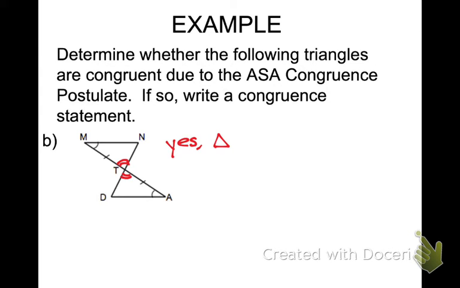So triangle MNT is congruent to M, looks like it matches up with A, N to D, T to T, by angle side angle congruence. Okay, so two angles, one side. You need to decide, is the side in between the two angles, or is it not?